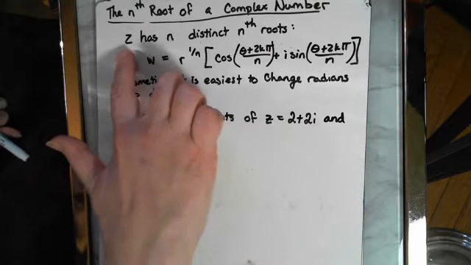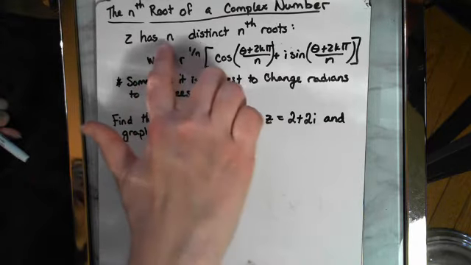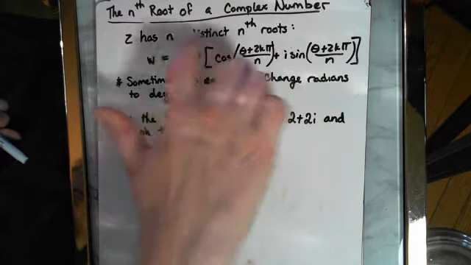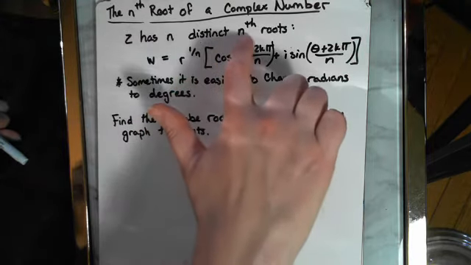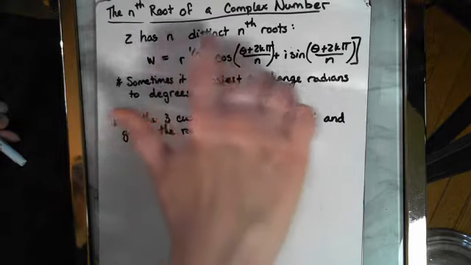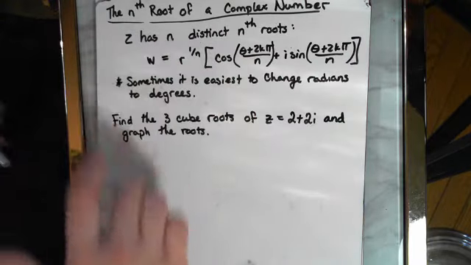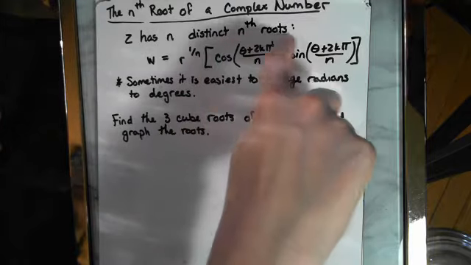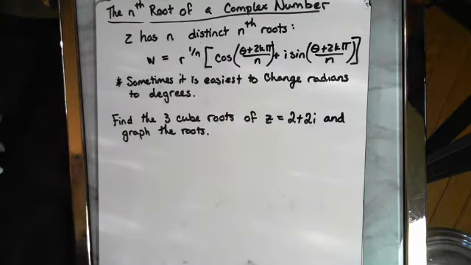So basically, any complex number has n distinct nth roots. So if I want cube roots, I'm going to have 3 answers. If I want 4th roots, I'm going to have 4 answers. If I want 6th roots, I'm going to have 6 answers. So the number of the root is going to tell you how many answers you need.